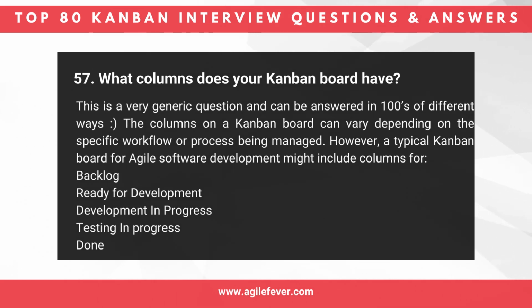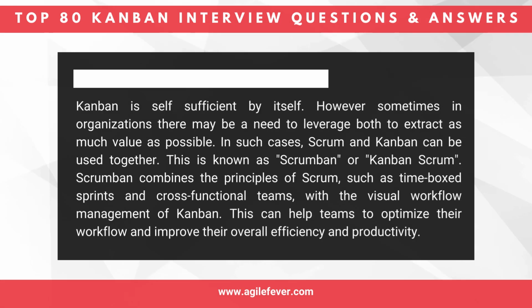Question 57. What columns does your Kanban board have? This is a very generic question and can be answered in hundreds of different ways. The columns on a Kanban board can vary depending on the specific workflow or process being managed. However, a typical Kanban board for agile software development might include columns for backlog, ready for development, development in progress, testing in progress, done.